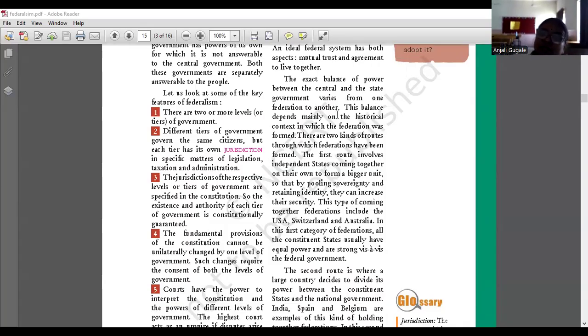This balance depends mainly on the historical context in which the federation was formed. Now, what it means is all countries have a different past. The people have made their own choices. They have their own principles, their own value systems, and based on that, they have devised their political systems. So that is why all countries do not have the same kind of political system.